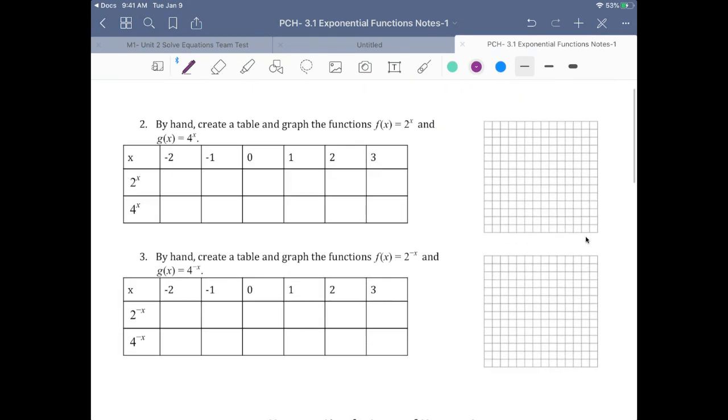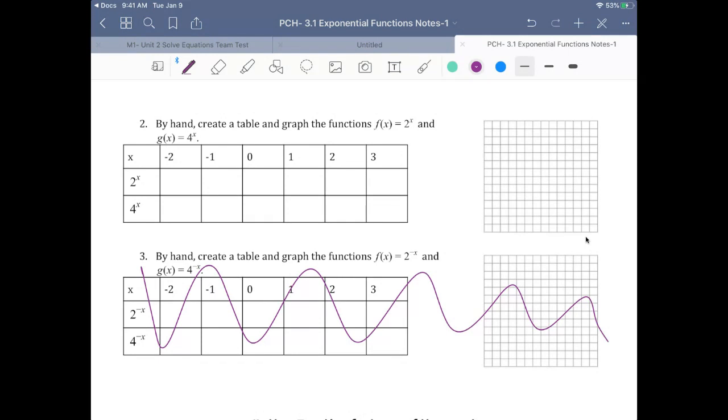Okay, we're going to do a quick little review of mother functions. So we're just going to actually do the positive exponent. So 2 to the x and 4 to the x. Go ahead and fill in your table. All right, so 2 to the x, I got 1 over 4. This one's 1 over 2. We get 1, 2, 4, and 8. For the second, you should have gotten 1 over 4 squared, which is 1 over 16. 1 over 4, 1, 4, 16, and 64.